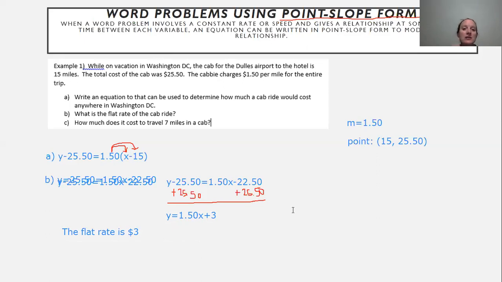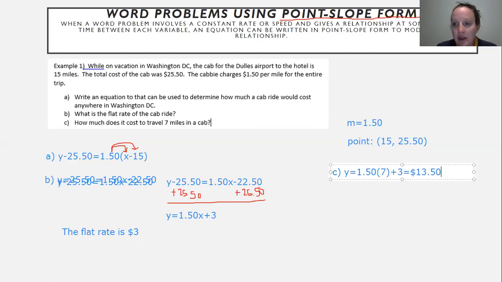Okay, so how much does it cost to travel 7 miles in a cab? Well, let's do part C. Part C, I want to do 7 miles. Now at this point, you can either put it back into point slope or you can use your y equals mx plus b. I like to use my y equals mx plus b. It's a little bit less numbers. So I'm going to put in 1.50 times 7 plus 3 equals, that looks like it's going to be $13.50 according to my notes. Okay. That was a lot of craziness for one problem.